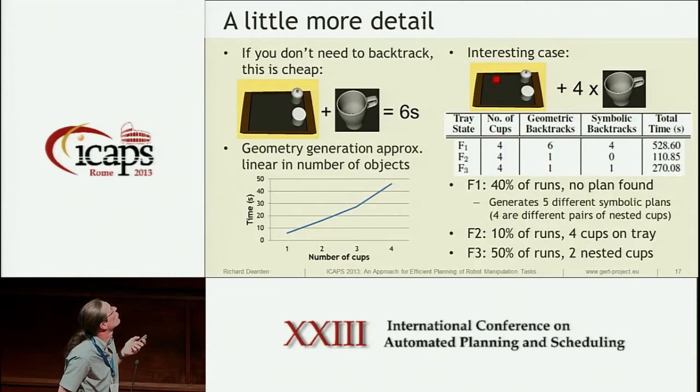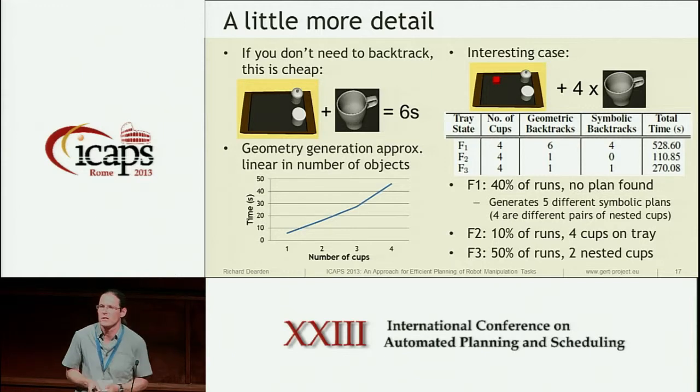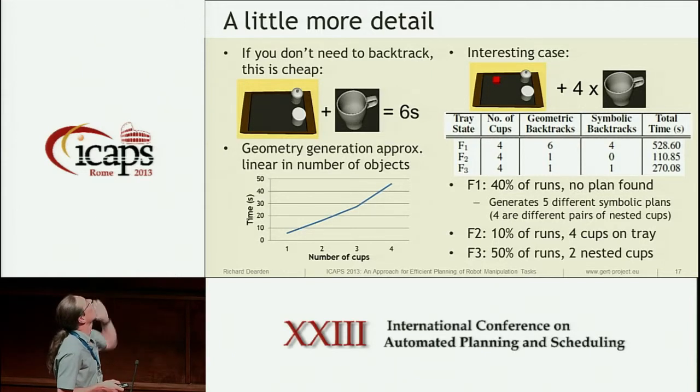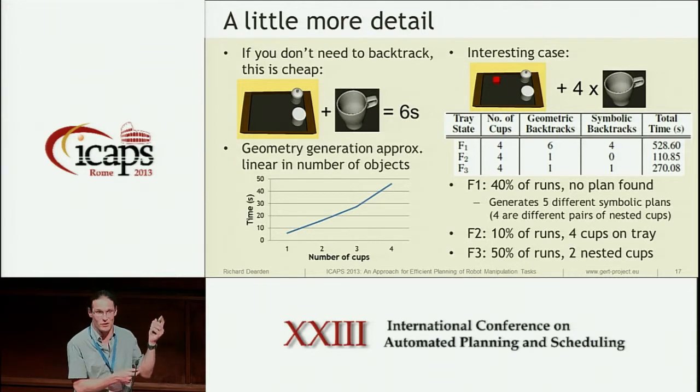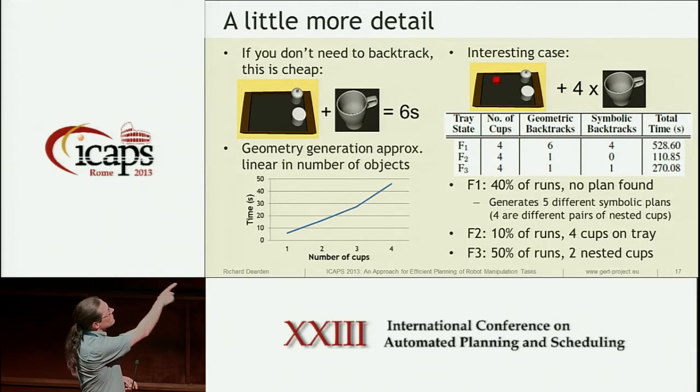And I'll just pull out some of the more interesting results. So the first one is, it actually works surprisingly well, even on cluttered trays. If you don't have too many objects to place, it's really quick, right? So we can add a single cup to pretty much any of those trays in about 6 seconds. That's the total time for the symbolic planning, which is really fast because these are pretty small plans, plus the geometric search, plus the path planning, which is actually the slowest part of the entire process. The other thing that's good is that the geometry generation is approximately linear in the number of objects. So here, as the number of cups goes up, we get a relatively straight line in terms of the time required to generate those plans.